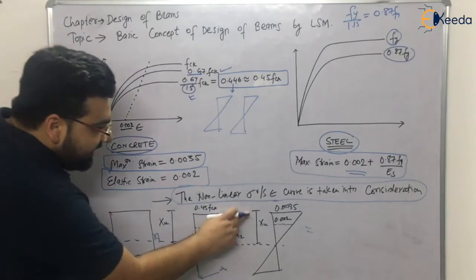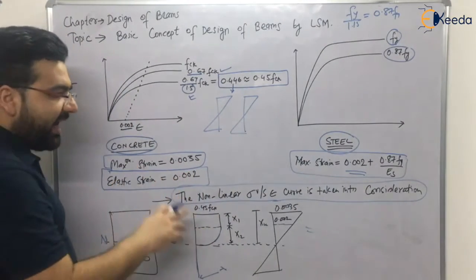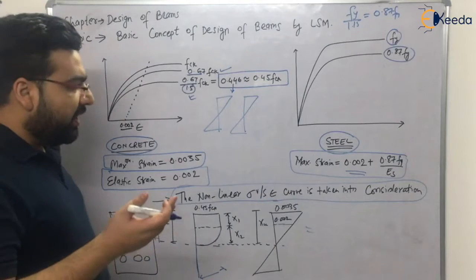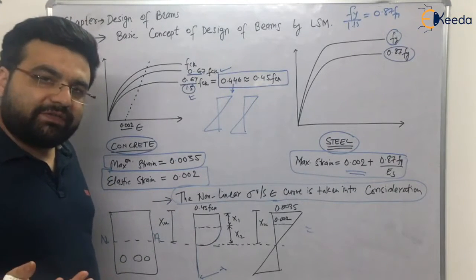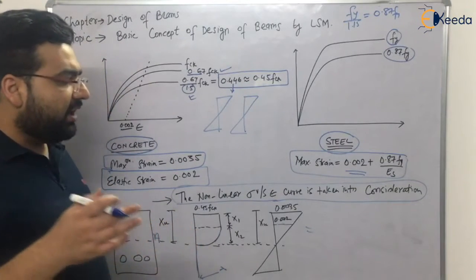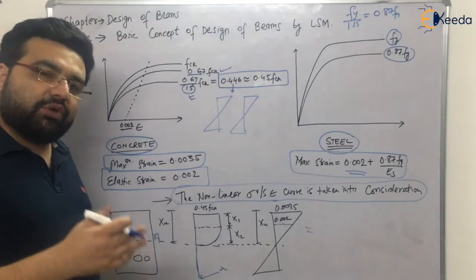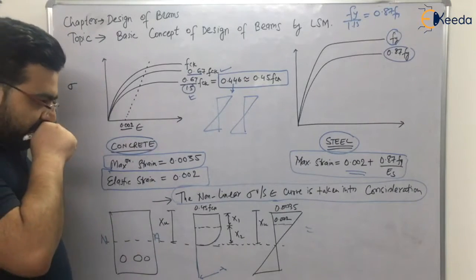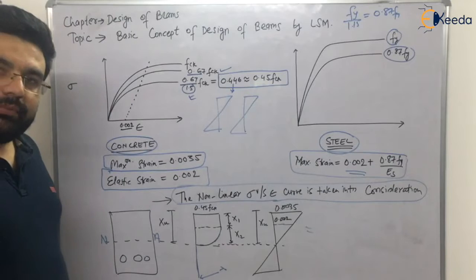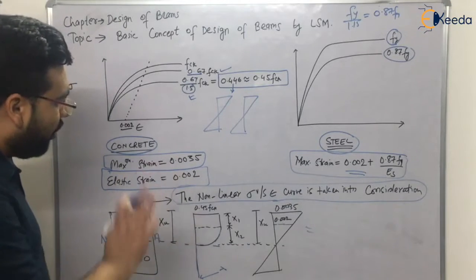Clear? Now this is XU. XU has different values: 0.53D for Fe250, 0.48D for Fe415, and 0.46D for Fe550. Clear? So we have done already these things.